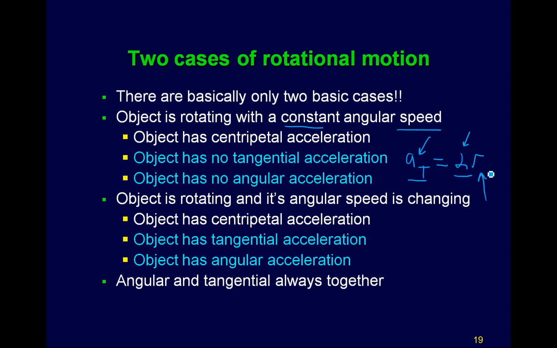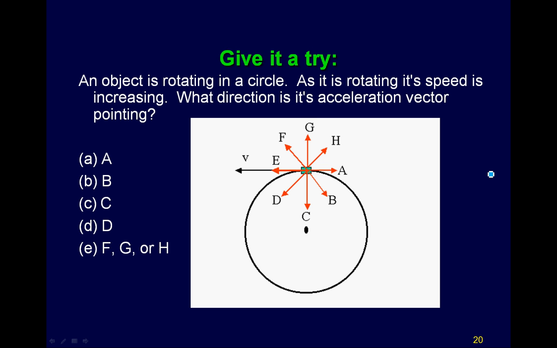So let's look at an example of how something like this might be a problem, or how we might do a problem with these topics. So an object is rotating in a circle here in this picture, and the velocity at this frozen moment in time, it's like a snapshot picture, is to the left. As it is rotating, its speed is increasing. What direction is its acceleration vector pointing at this moment? You got a whole bunch of choices, so pause, think about this, and we'll talk about it in a second.